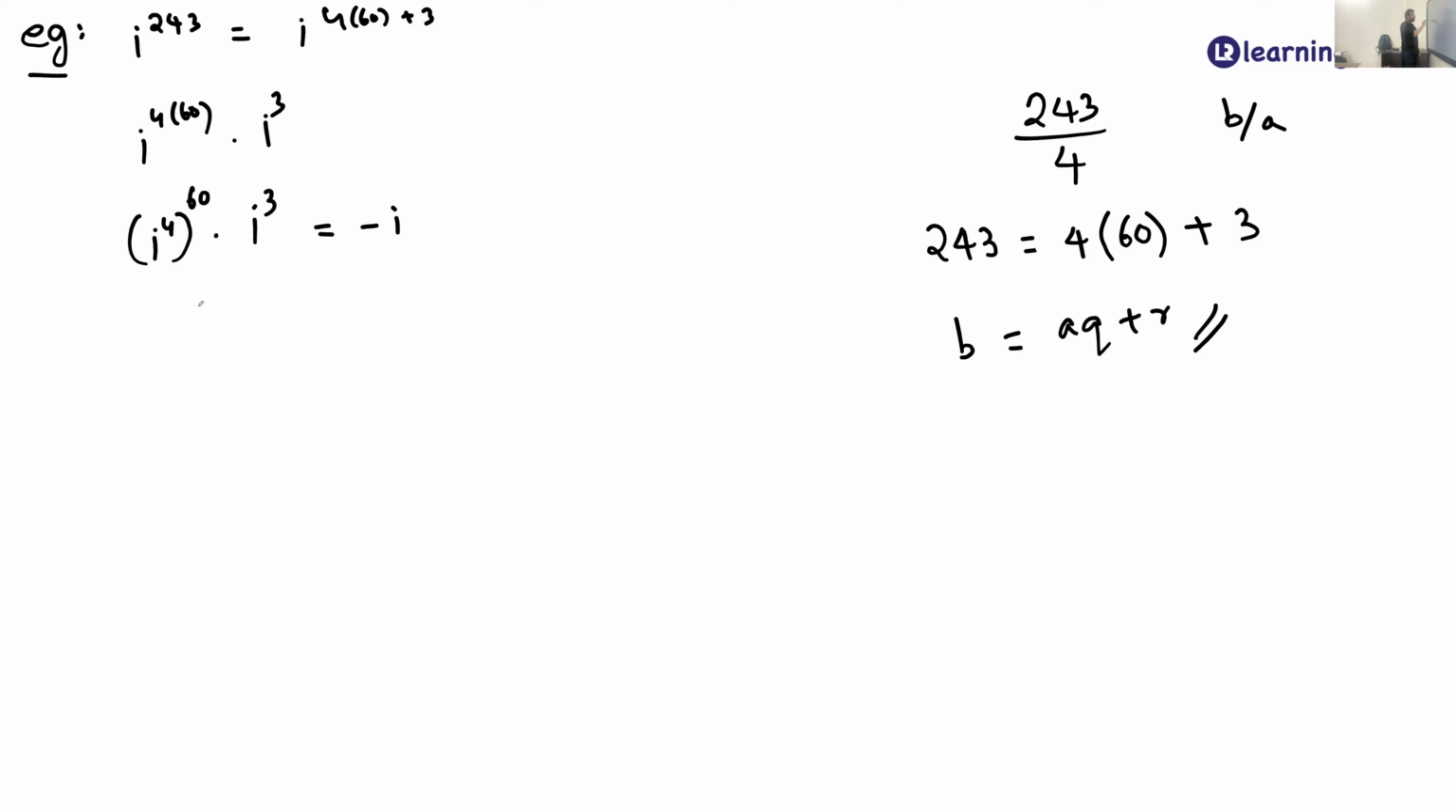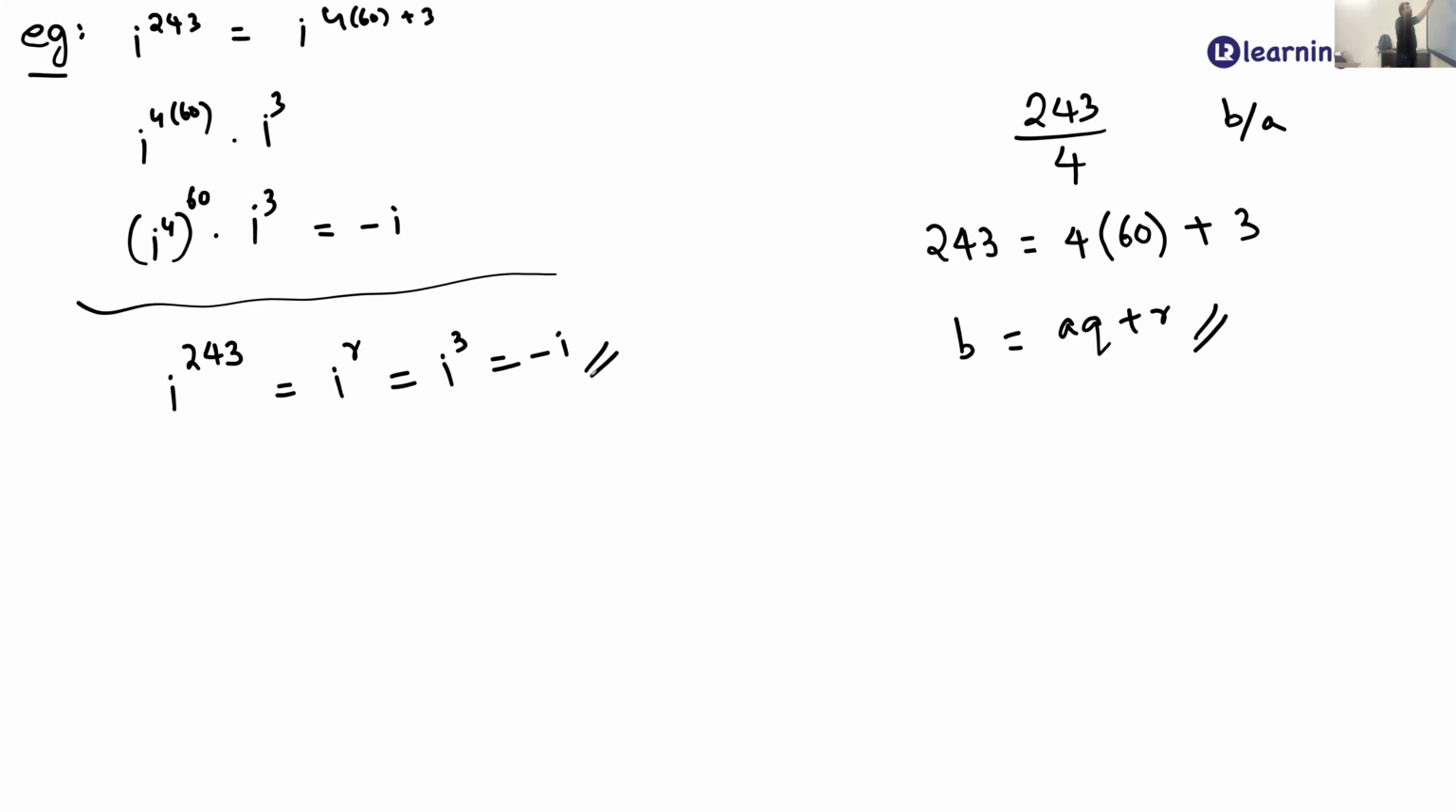Right. So to put it simple, any problem that you have, any number, for example, let's take the same number itself, i power 243. For the sake of marks, you need to show this step, but for you to find the value faster, all that you need to do is write it as i power r, where r is the remainder. So i power r is going to be i cube, which is going to be minus i in this case. This is all you need to do.